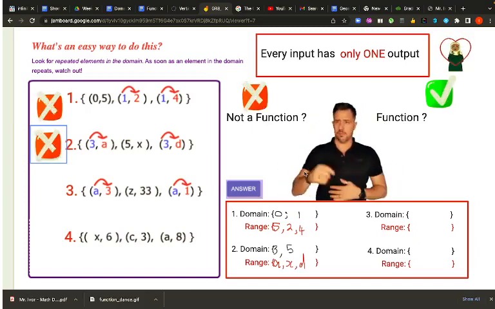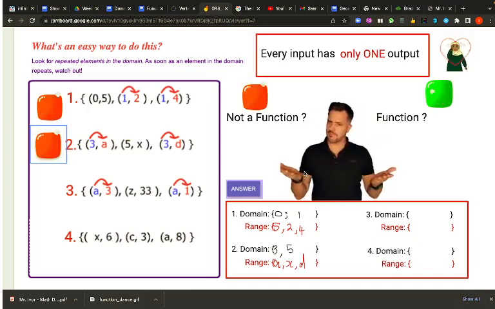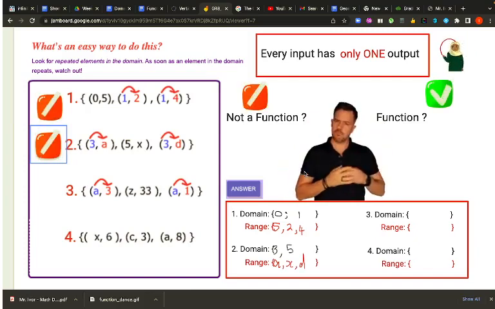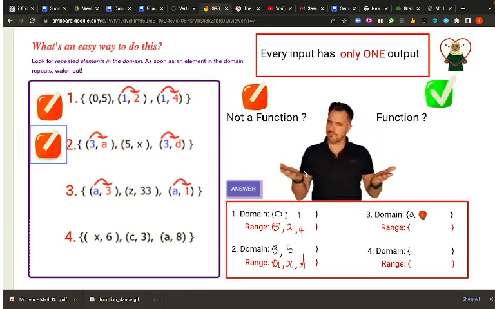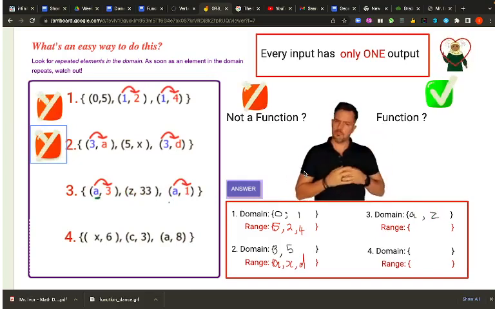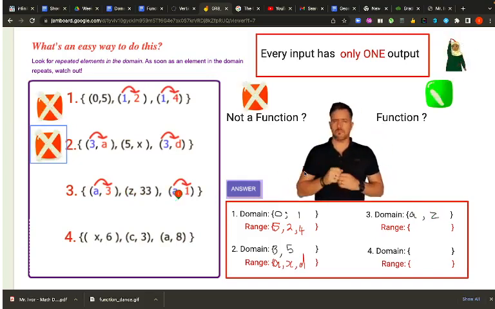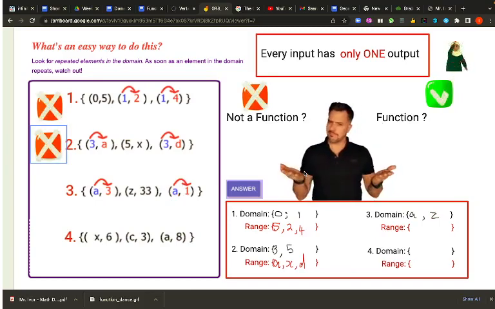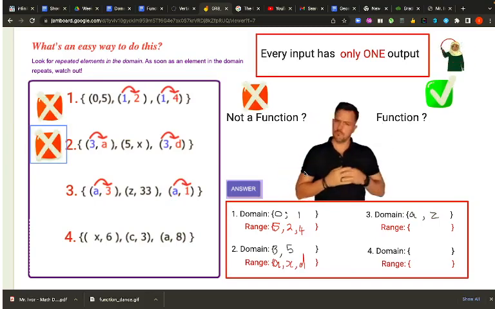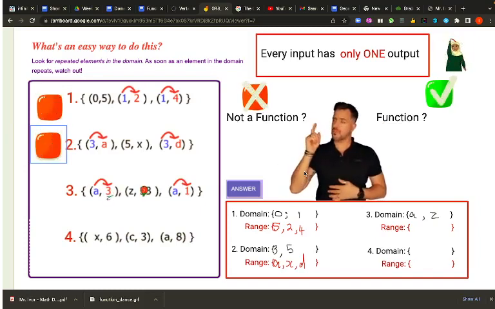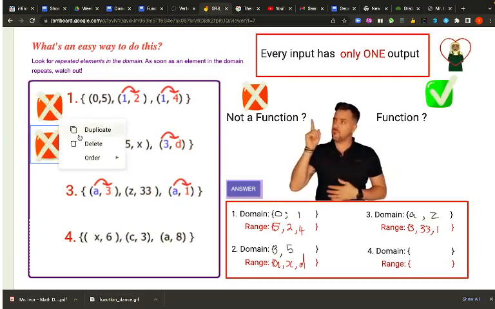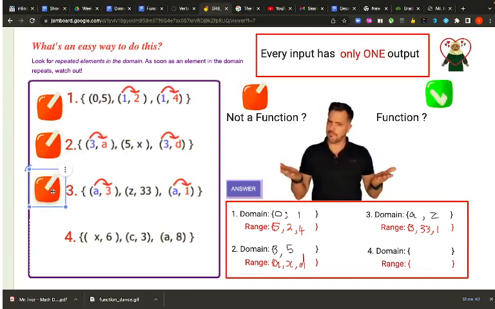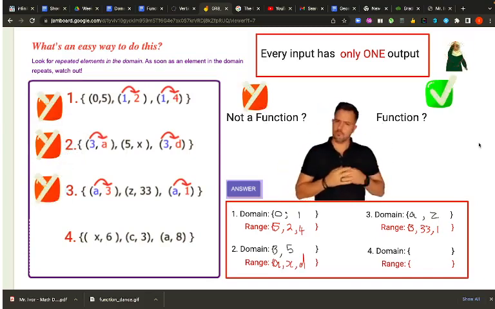Now let's do number 3. Once again, all the x values, so that will be a, z, and a. That will be our domain: a, z. We can see that the a's are repeated, so clearly that gives us an indication that it's probably not a function. The range will be all the y values, so 3, 33, and 1. And clearly it's not a function. Why? Because the same x value has 2 different y values.